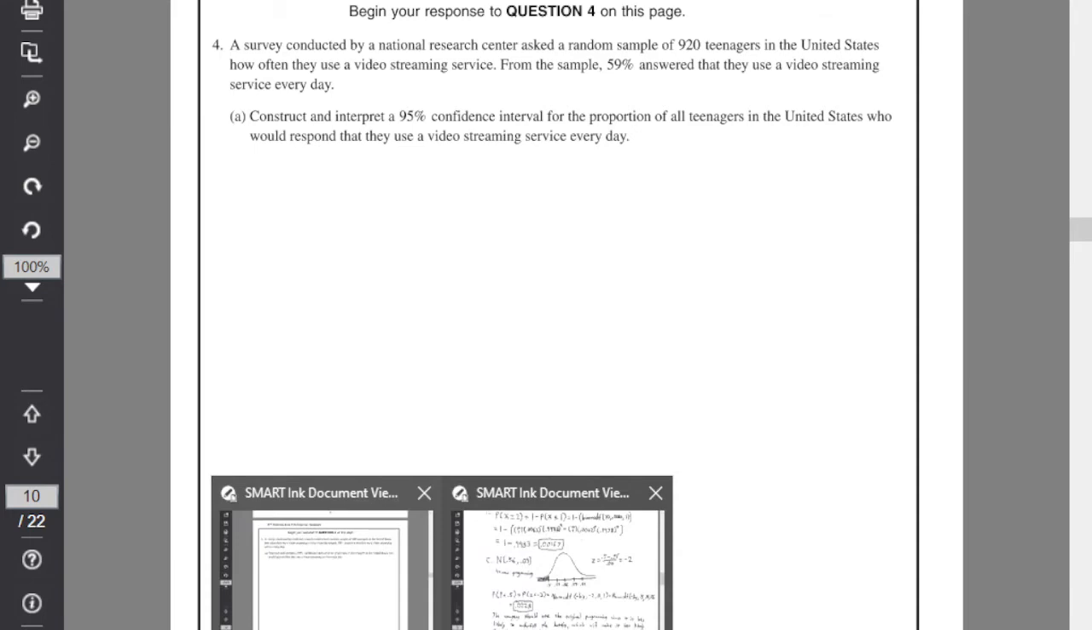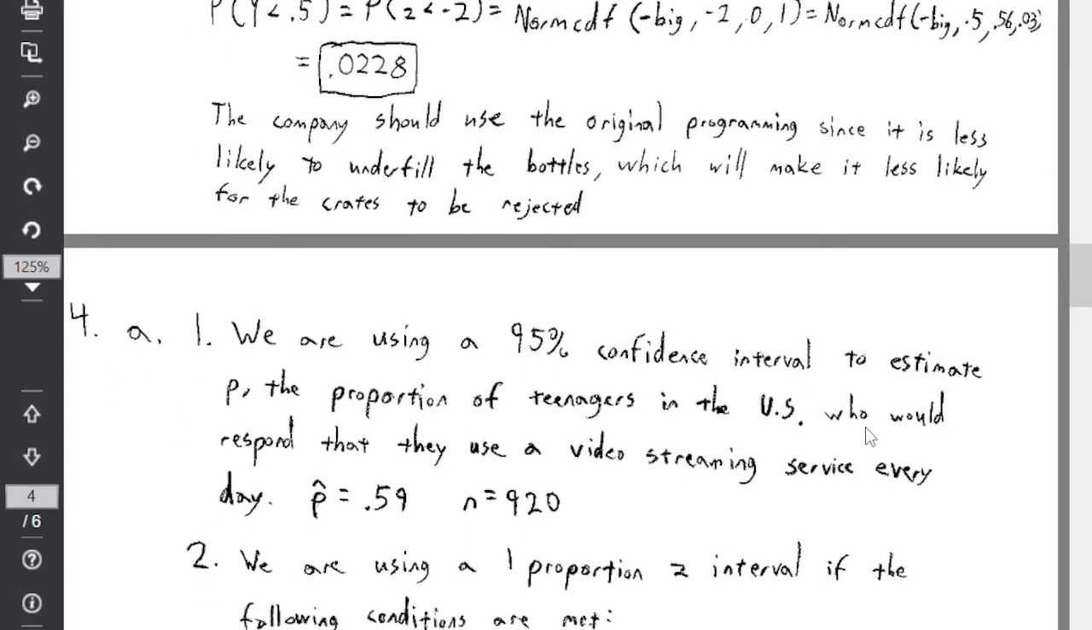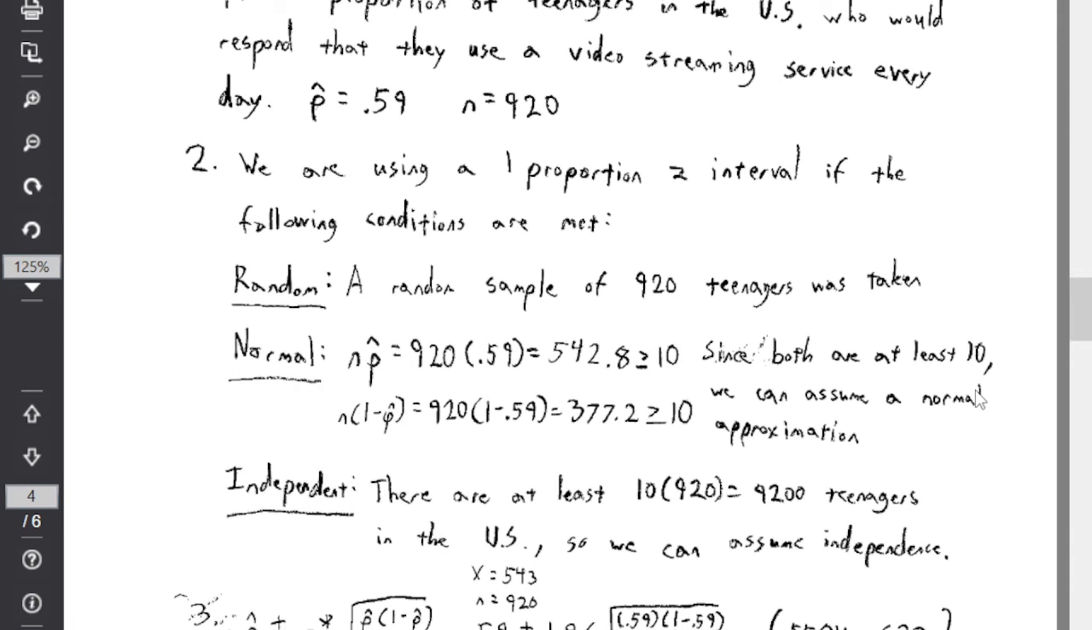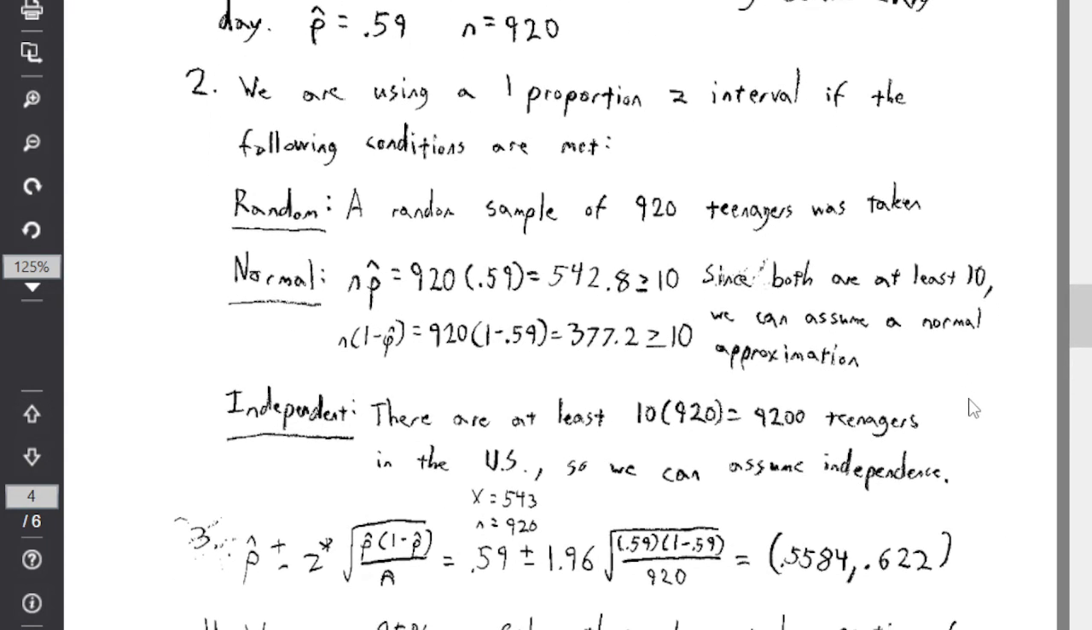This was a pretty straightforward confidence interval because this is a 1 proportion Z interval for 1 proportion. Here's your p hat and n that you're going to be using. Here's your random, here's your normal, and here's your independent. The normal condition should be that n times p hat and n times 1 minus p hat are both at least 10. And make sure you define your variable up in step 1. Then, here's the formula, plug in the numbers, answer. That's your confidence interval.